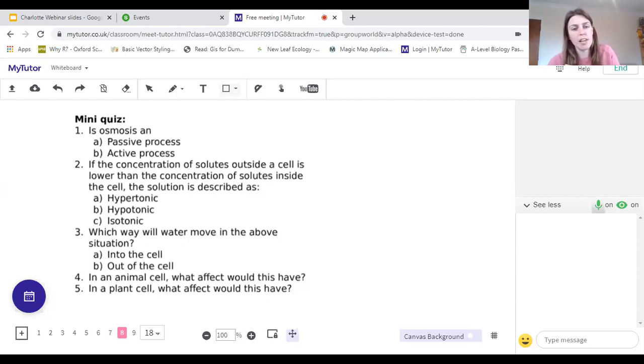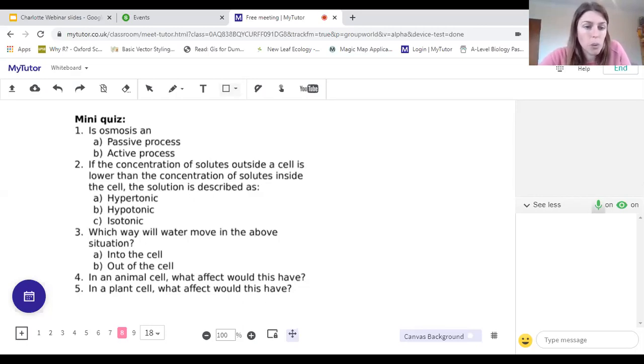So you need to be really careful when you're thinking about these questions, when you're talking about the concentration of the solutes in relation to the concentration of water. Remember when we talked about the glass of squash at the beginning, high concentration of solutes, lower concentration of water. Lower concentration of solutes is more dilute, so there's more water.